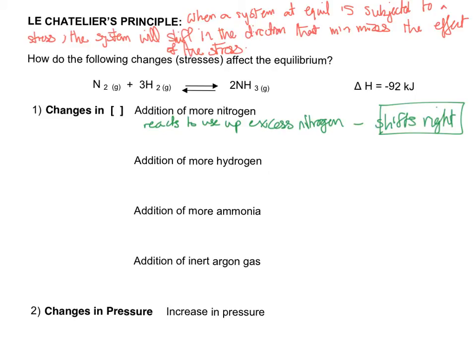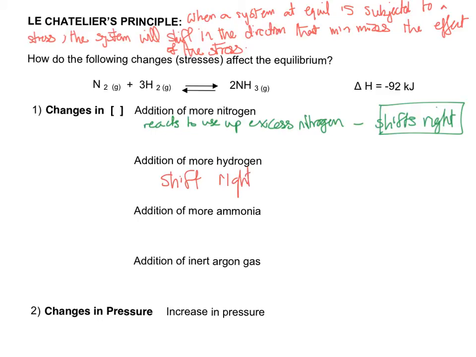If you add more hydrogen, so same idea here. You're at equilibrium, everything is great, but then you disturb it by adding more of the hydrogen. So the system wants to get rid of that extra hydrogen. You have too much hydrogen. And so to get rid of the hydrogen, it's going to, again, shift to the right to use it up. And so this one will also shift right.